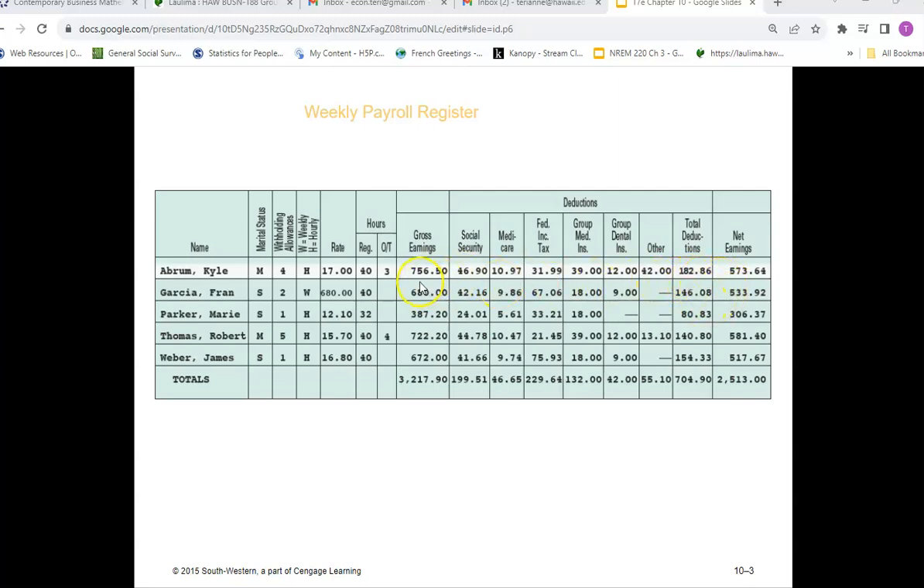And so for this example for Kyle, he has gross earnings of $756.50. After deducting $182.86, his take-home pay is $573.64.